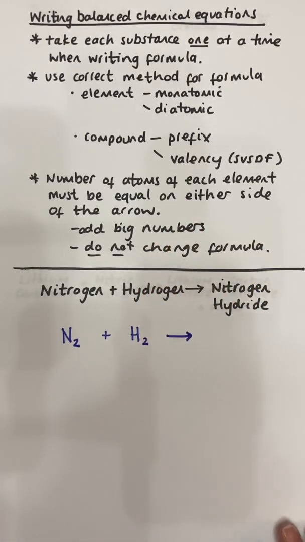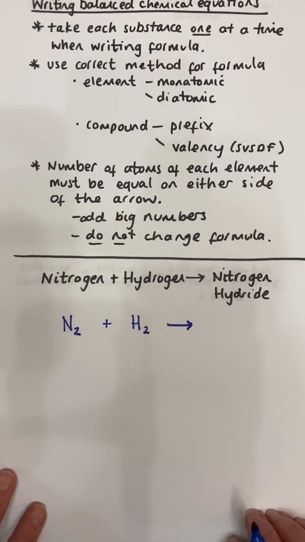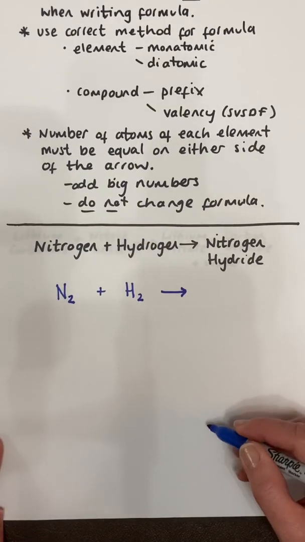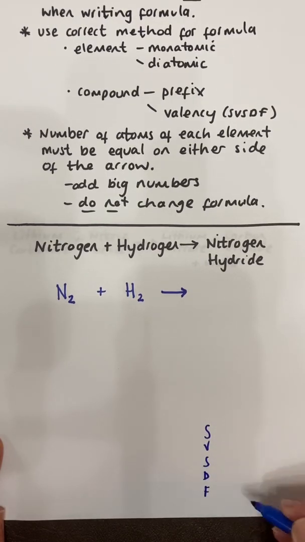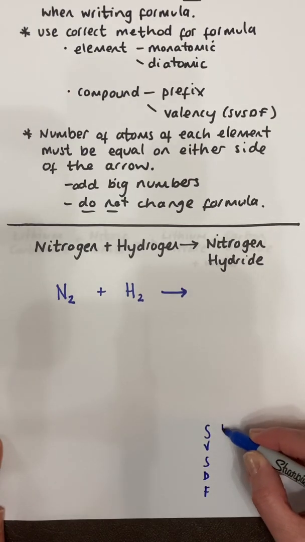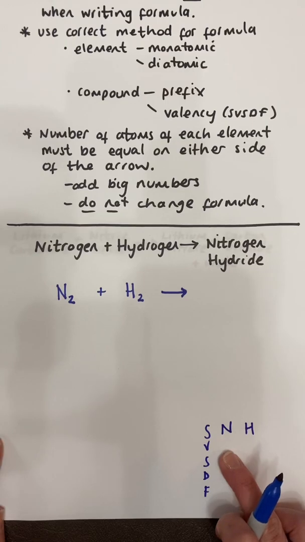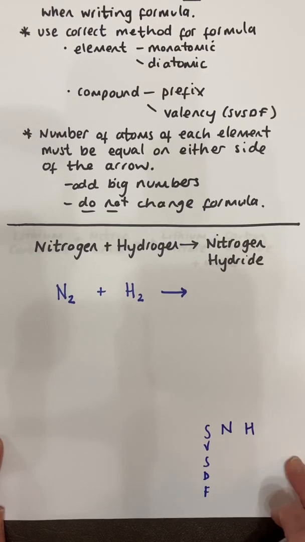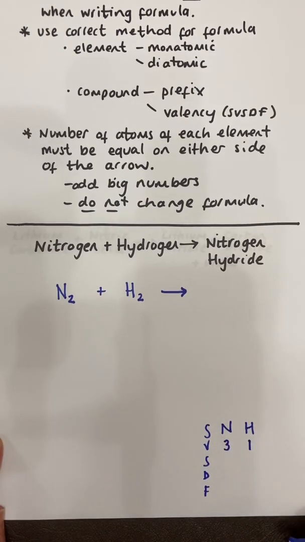Now I'm going to come right down to the bottom here, and I'm going to write my valency method down here, so I'll just move this up slightly. So I'm going to take my SVSDF. S is for symbols. I take the symbols for the elements present, which are nitrogen and hydrogen. V is the valency, which you'll get from your data booklet. And the valency of nitrogen is 3, and the valency of hydrogen is 1.